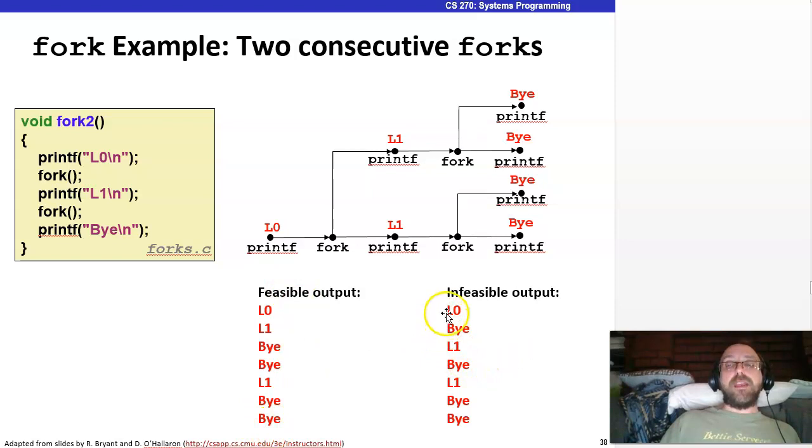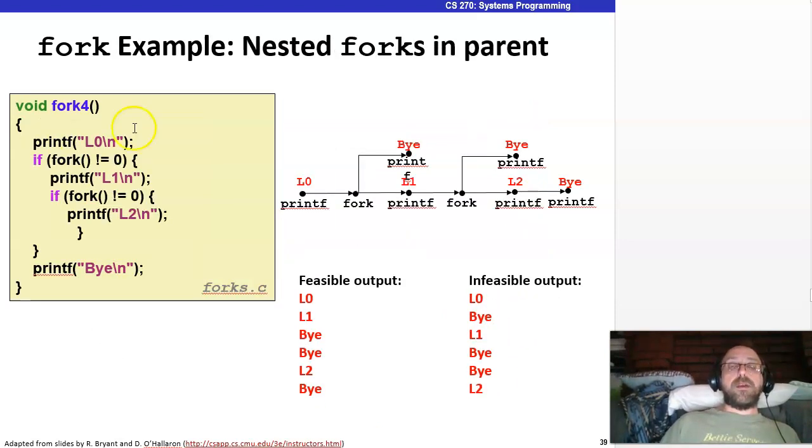What we can't see is this order. There's no way we could get a bye in this program without having had an L1 first. So if our first bye comes before our first L1, that's an infeasible ordering. That would require, if we were to draw these out, an arrow going back in time from the L1 to the bye, which doesn't happen. We could have a situation like this.